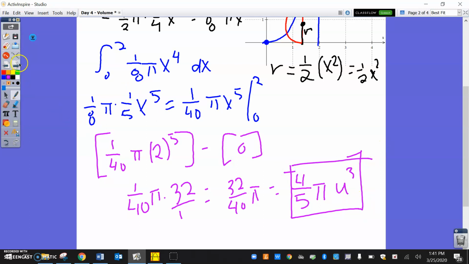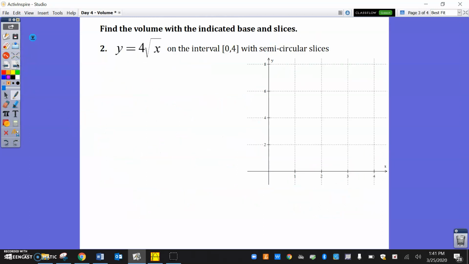So let's go ahead and do one more of these. Okay, so now we've got y equals 4 times the square root of x. And we're going to graph that from 0 to 4. So if I plug in 0, square root of 0 is 0, times 4, still 0. If I plug in 4, square root of 4 is 2, times 4 is 8. Okay, so I'm counting by 2's over here.